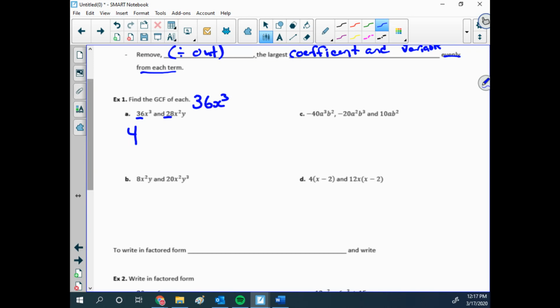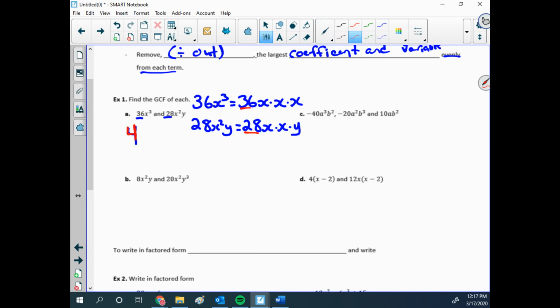36x cubed is technically equivalent to 36x times x times x. And 28x squared y is equal to 28x times x times y. I just took those exponents and wrote them out as if they were a repeated multiple. So we already figured out the greatest common factor between 28 and 36.